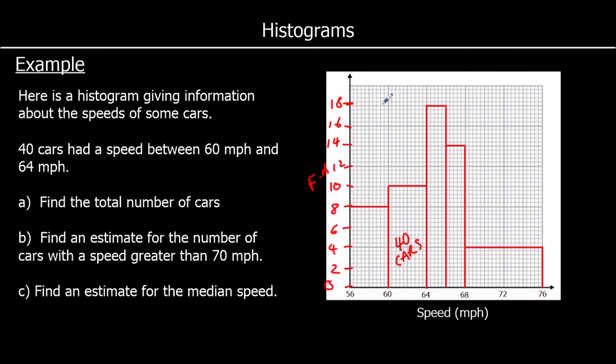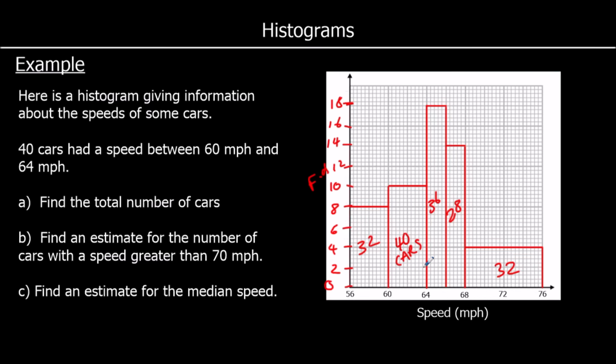And now we can work out the total number of cars. So the frequency is going to be the area of the bar. So 4 times 8. 4 times 8 is 32. This is 2 times 18. 2 18s are 36. 2 14s, 28. And that's 8 4s. 8 4s are 32.